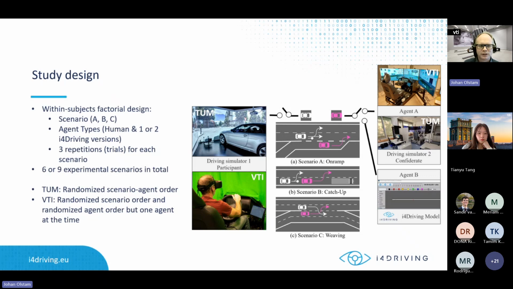One of the differences is that in the TUM case, we had randomized scenario agent order. So it could be that first you drive scenario A with the human agent, and then you drive scenario B with the i4Driving model and so on. Well, we changed that in the VTI experiment where we still had randomized order, but we did 1 agent at a time. So it could be first doing the human with all scenarios, and then doing 1 of the agents with all scenarios, and so on.